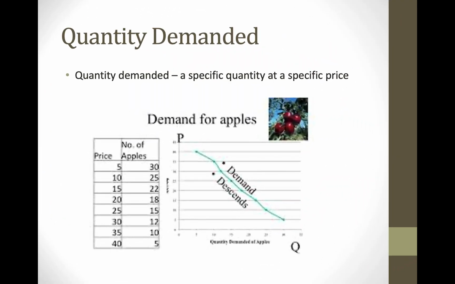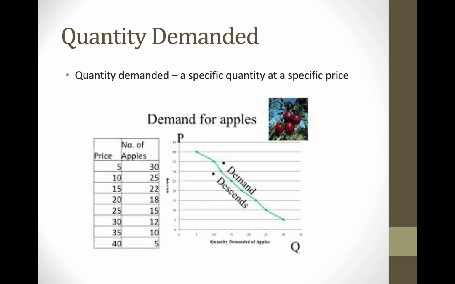Quantity demanded. All right, so this is where we get into trouble, just because there definitely is a difference between demand and quantity demanded. Quantity demanded is a specific quantity at a specific price. So I'm looking at the same information on my demand for apples. And so my demand is the whole entire chart. And then I take that information and I plot those points and create a demand curve. And what I have said is the whole entire chart and the whole entire curve is my demand for apples.